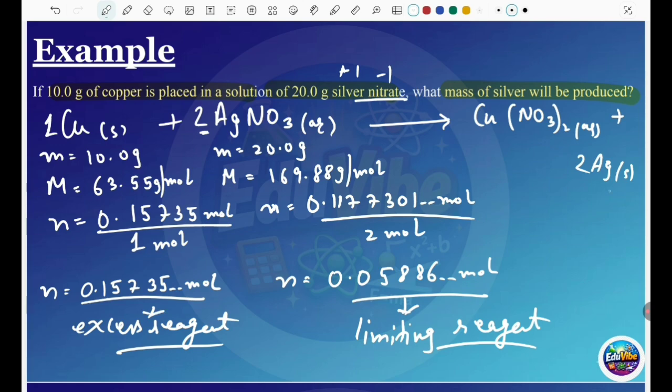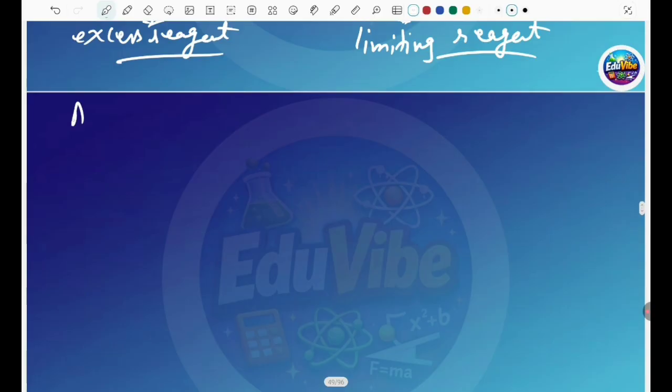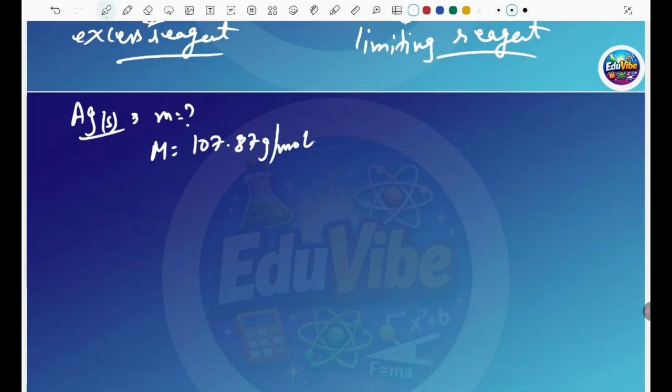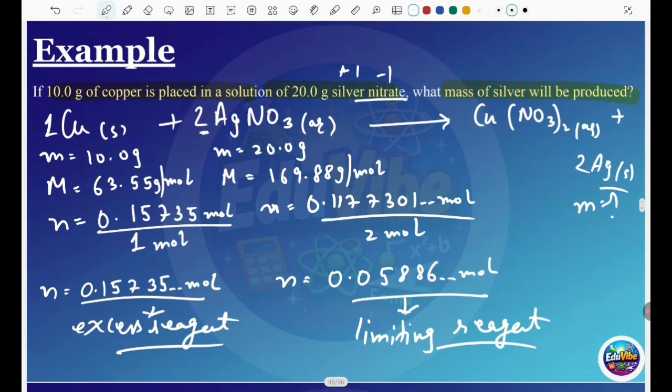Now our goal is to find the mass for the silver. For the silver, you have to find the molar mass, which is about 107.87 grams per mole. You can see that from your periodic table. Okay? So you have to find the n for this first. The limiting reagent's moles you can use to find the moles for the Ag.